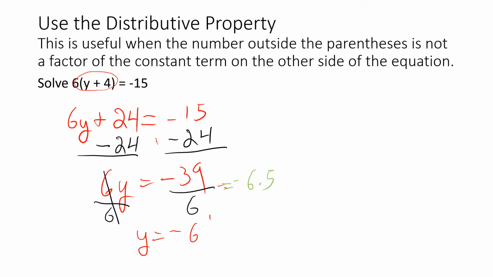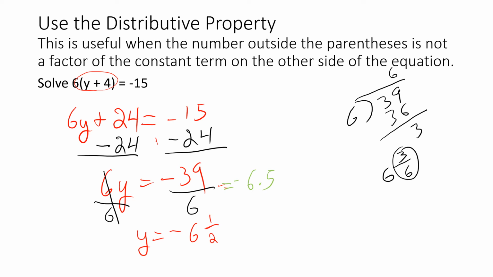Negative 6.5. Remember, the other way we could do this is some long division. 6 goes into 39 6 times. 6 times 6 is 36. That leaves me with 3. So that means I have 6 and 3 over 6. I simplify that 3 over 6 into 1/2, which gives me 6 and 1/2.